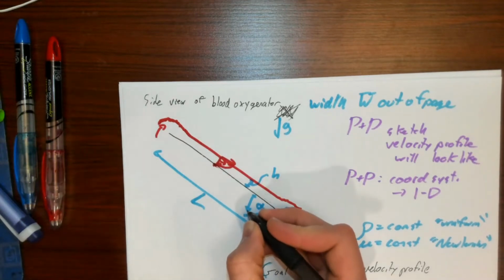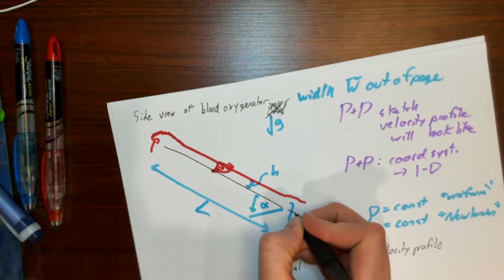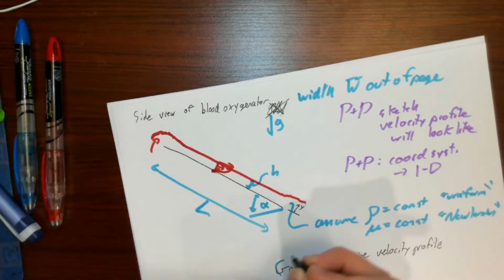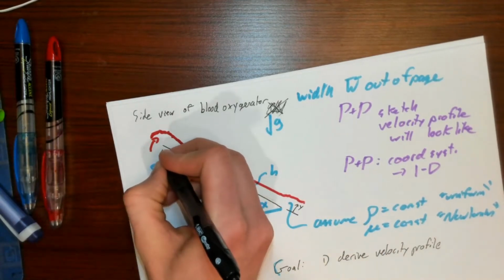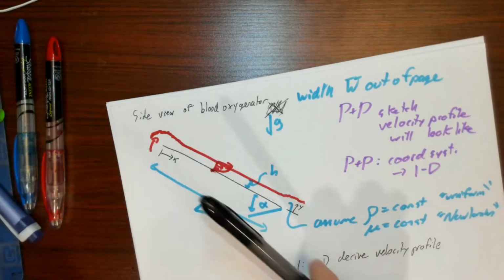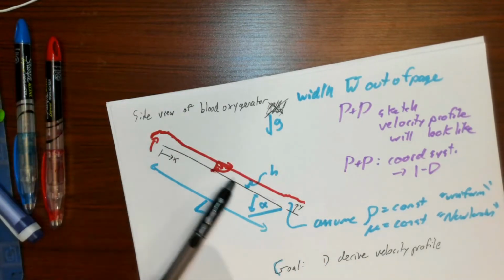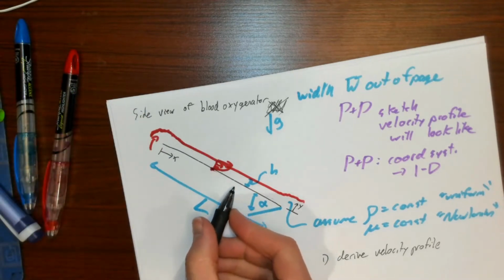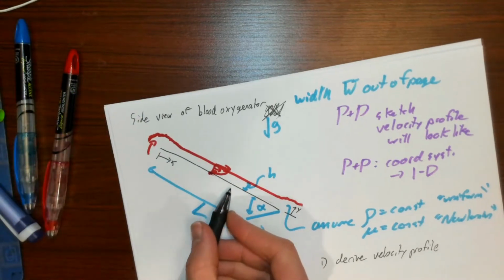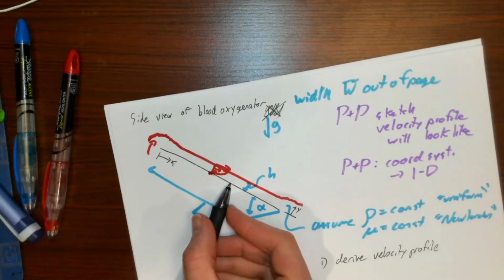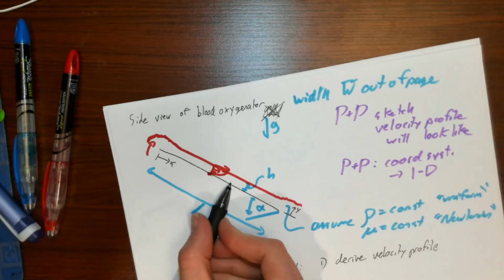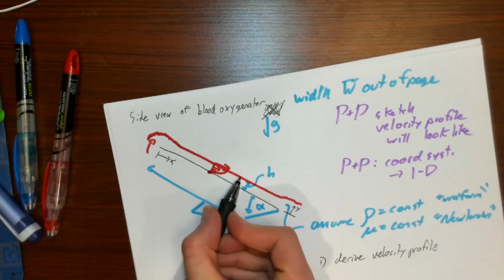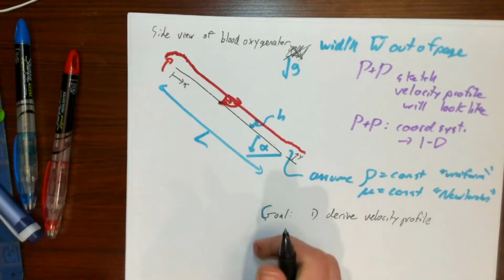Instead, let's define a coordinate system where y starts at the bottom of the ramp and points up, and x starts at the top of the ramp and points down. So x is the direction of flow, and y is a direction in which we anticipate flow varying, with zero velocity at y equals 0, and a maximized velocity for y right at the surface there.